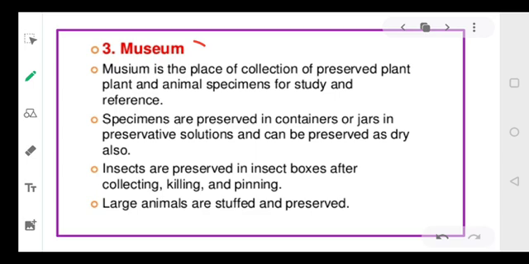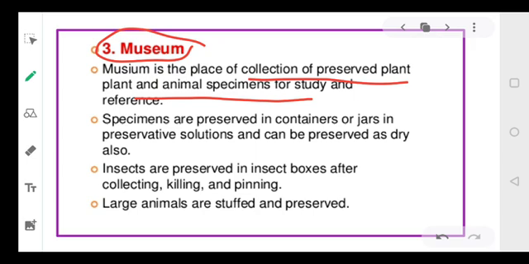Third is a museum. I hope you are familiar with the museum, isn't it? I think we have all gone to the museum. So a museum is basically a place where a collection of preserved plant and animal specimens is kept for study. Museums are meant for different purposes. You can keep old materials there. You can keep plants, animals, specimens, and they are well preserved.